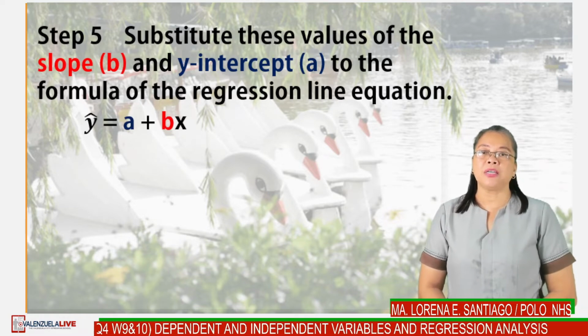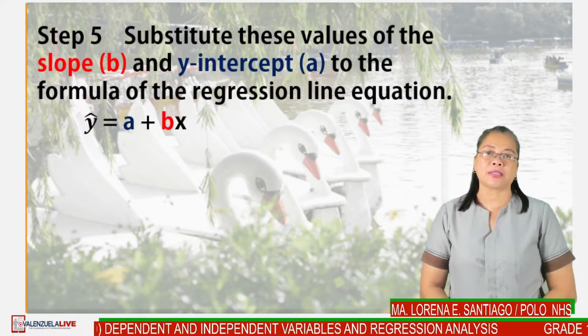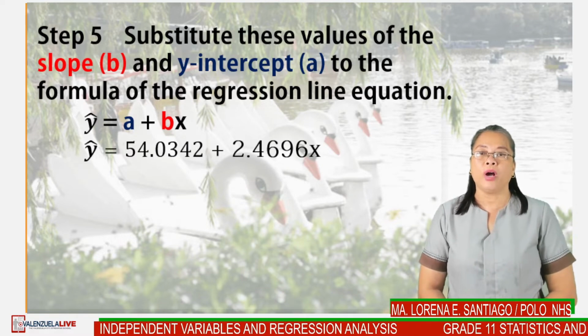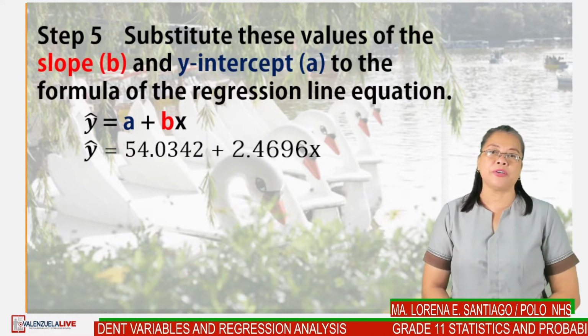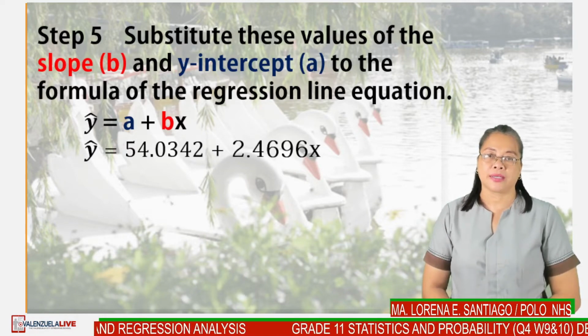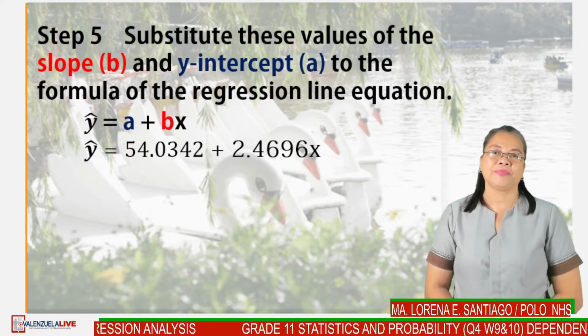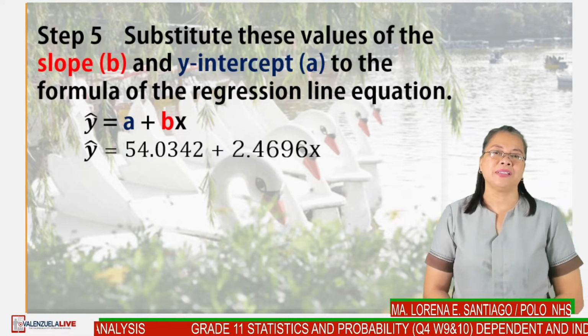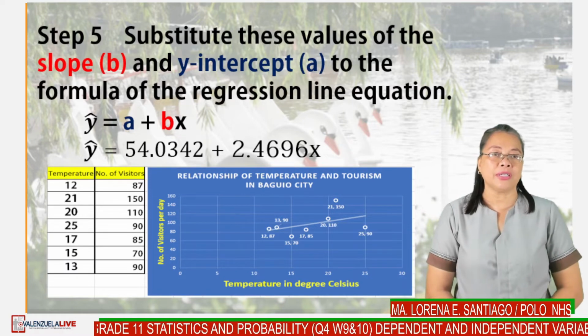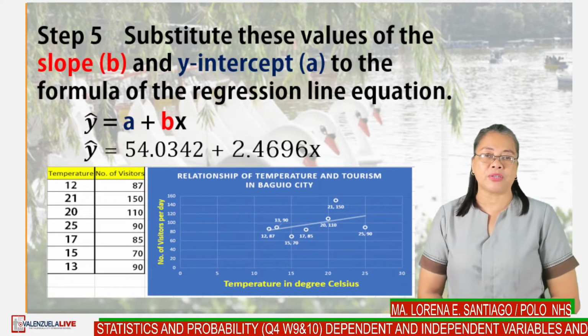Y hat is equal to a plus b times x. And so, our regression line equation would be y equal to 54.0342 plus 2.4696x. Okay? Did you follow the steps? Okay. So, what do we have as the regression line equation in terms of its graph?